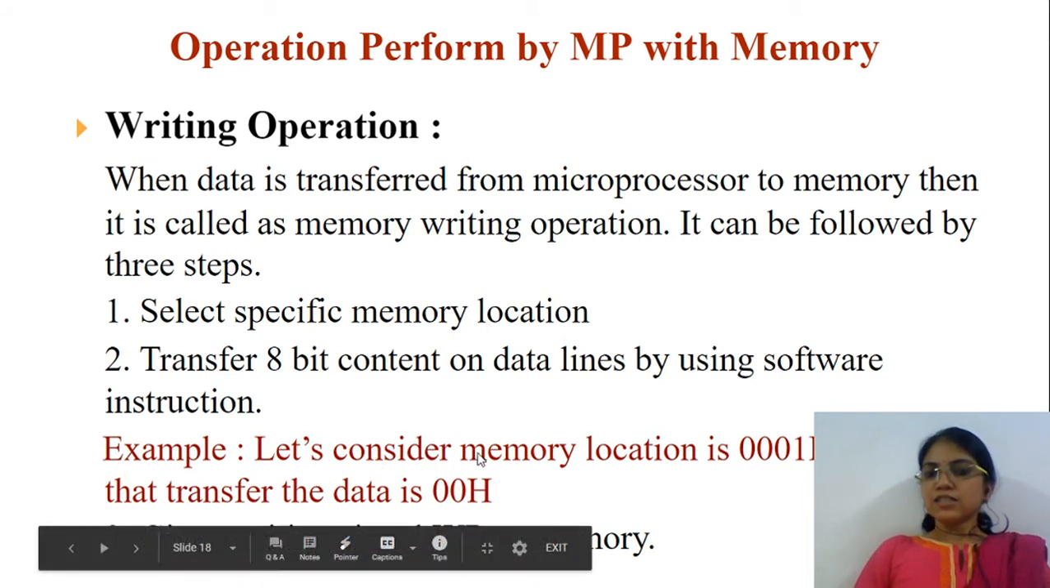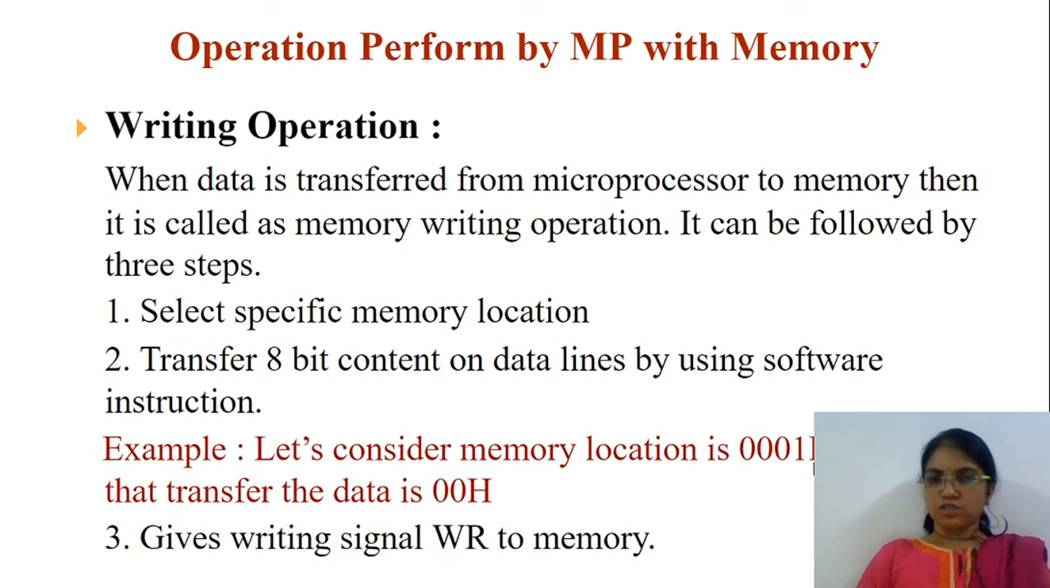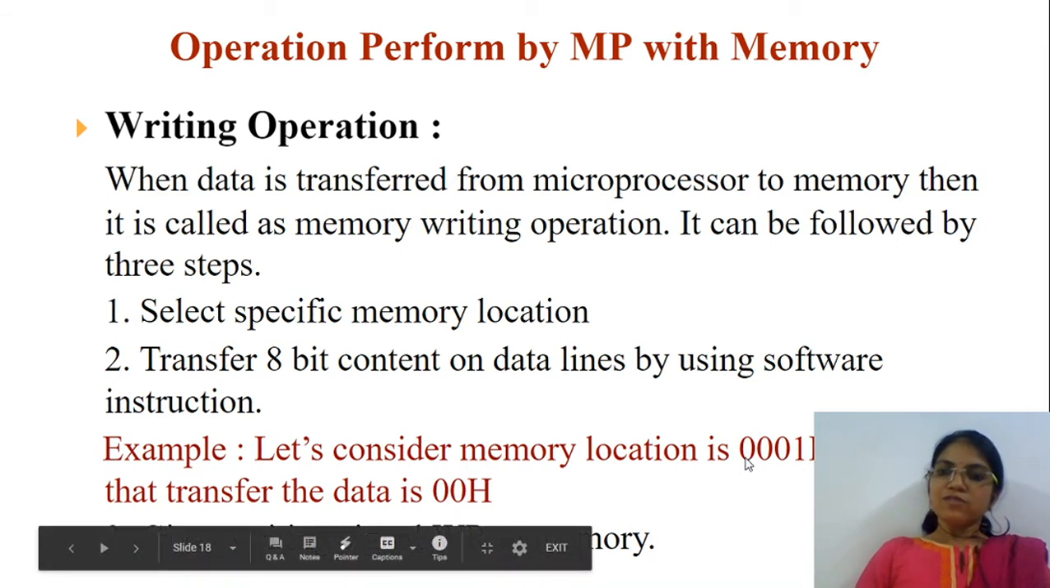So let us consider that the memory location is 0001H, and in that memory location we want to transfer the data, which I have considered to be 00H. So 00H is available with the MPU, and this 00H we want to store into that memory location 0001H. So first of all we want to select that memory location.